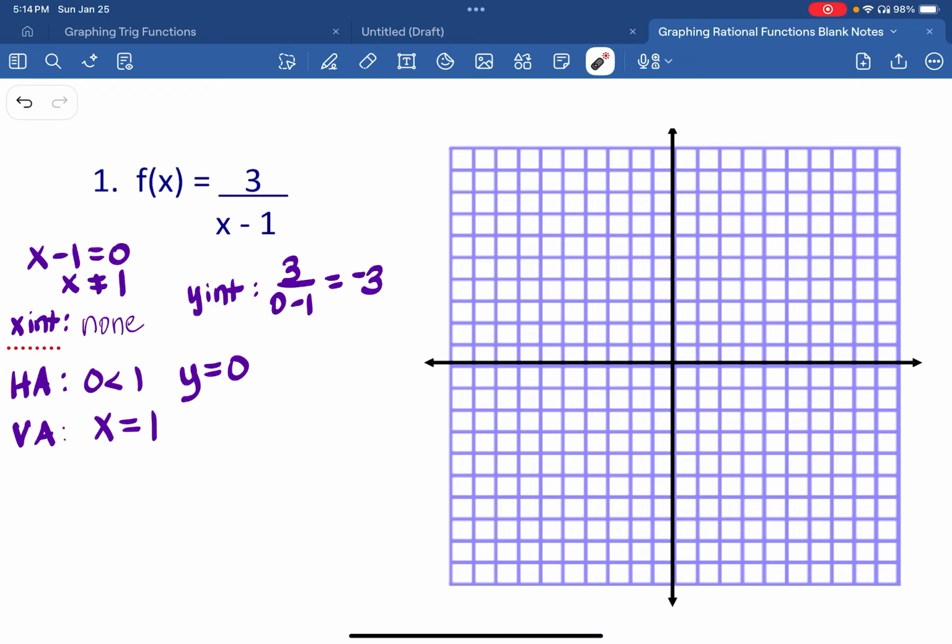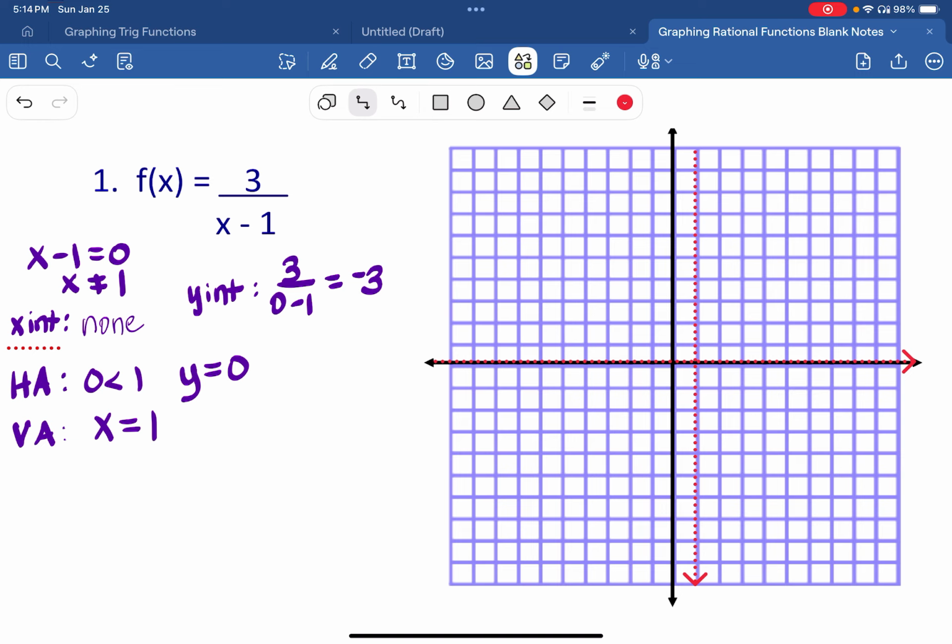So what I'd like to do right now is go ahead and graph the asymptotes, and I'm going to graph them in red. Please keep in mind that the asymptote is not part of the graph. It is just a boundary. I'm going to first graph my horizontal asymptote at y equals 0, which is the x-axis. So here I have it. And then I'm going to draw my vertical asymptote at x equals 1, which goes here.